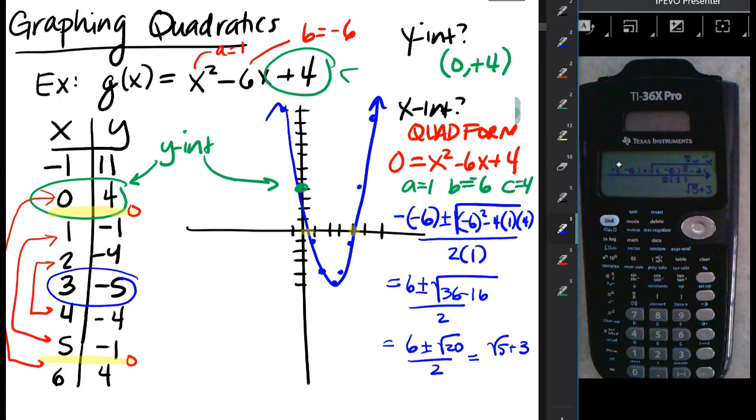So we have, the actual answer is √5 plus 3. How this happened was, if you wanted to know the math behind the simplification, this is 6 plus the square root of 20, which we can simplify to 2√5 all over 2.